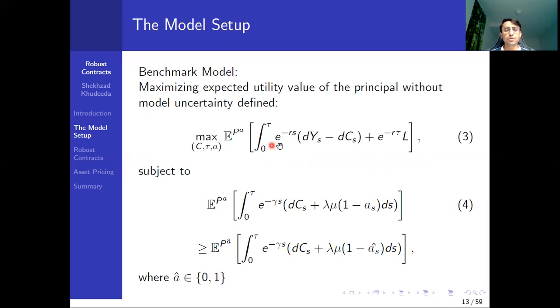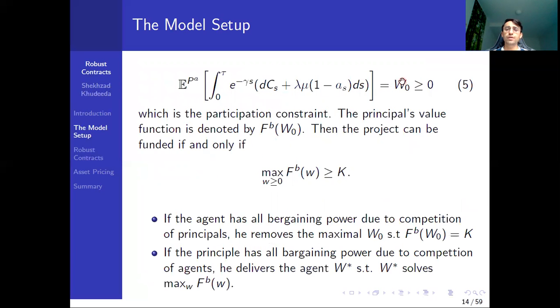So this equation is subject to the so-called incentive constraint. Whenever this condition holds, the agent can participate in the contract, and the contract can get started. We equalize this equation to the agent continuation value at time 0, which is a non-negative lump sum amount, and this equation is called the participation constraint.